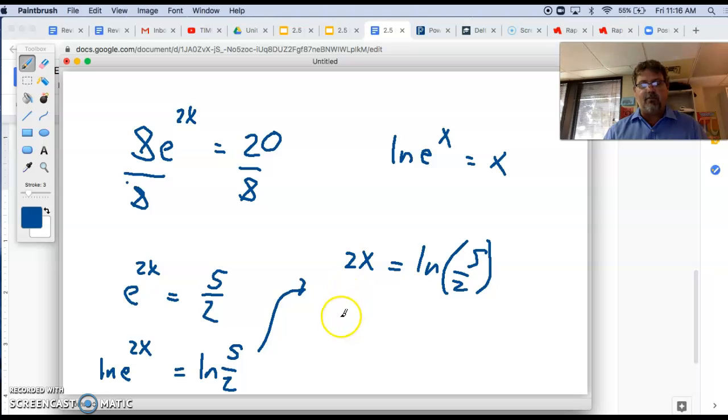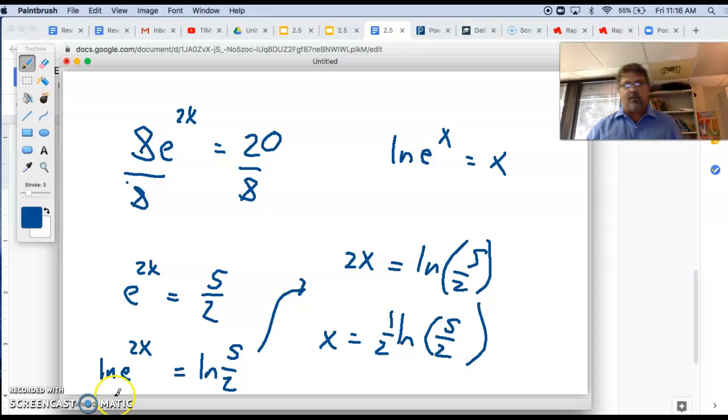It might look a little better to multiply by 1/2 in our final answer. We can say it's 1/2 natural log 5/2. Or you could say it's divided by 2, either way. And again, you could check this one by plugging this into a calculator to get an approximation, and do it the same way.